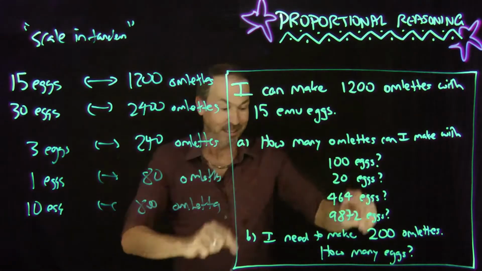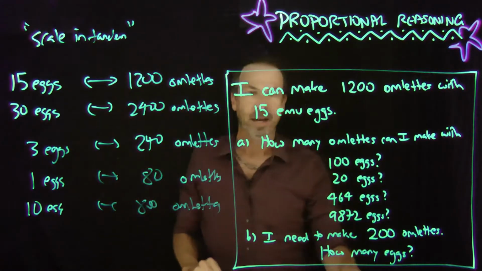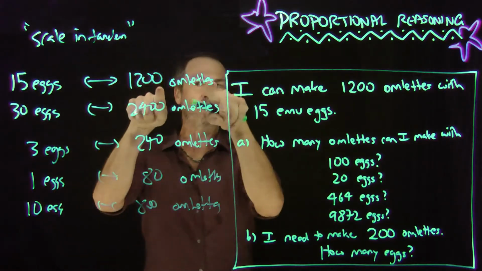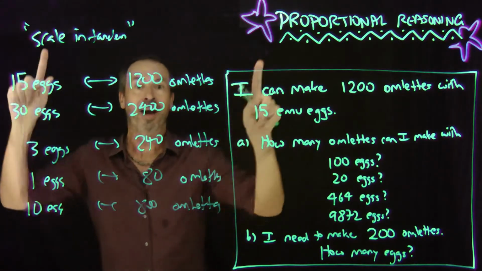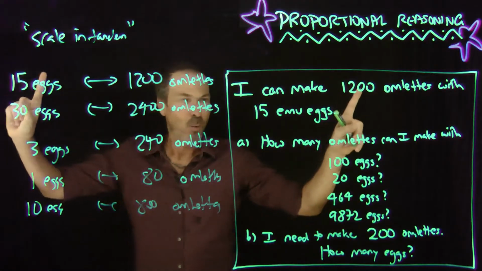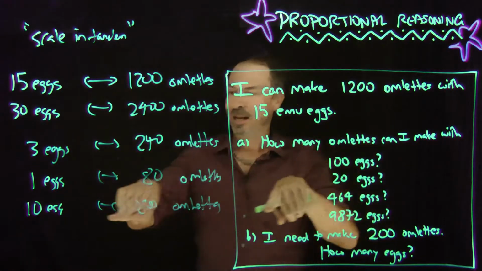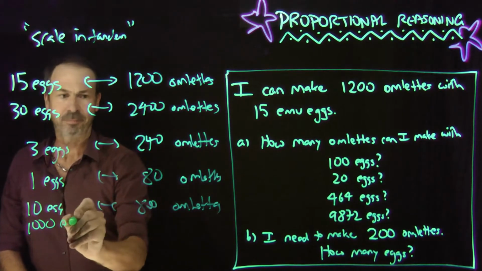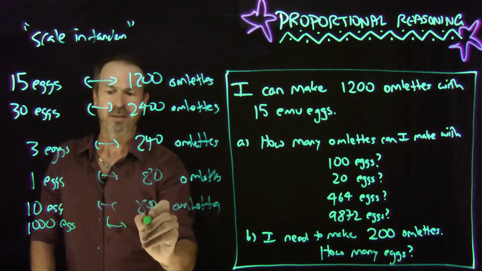In fact, let's now go answer the textbook problem. What have I got going on here? 1,200 omelets for 15 eggs. Yep, 15 eggs goes with 1,200 omelets. And then I can just keep adjusting the numbers any way I want. What do I want? I want 100 eggs. Oh, there's 10 eggs was 80 omelets. So I guess 100 eggs is 8,000 omelets.